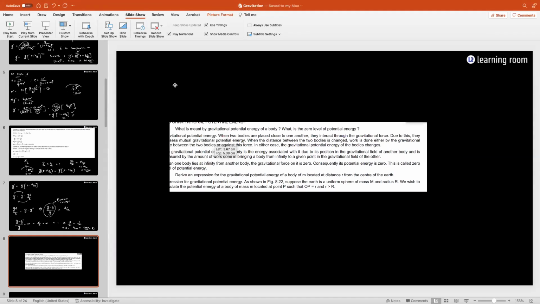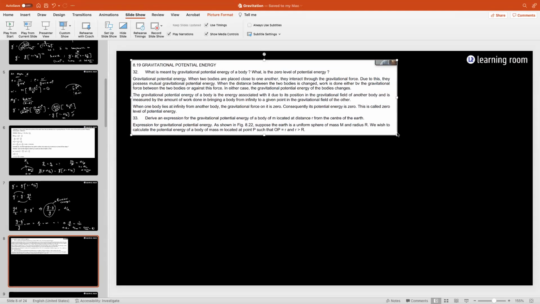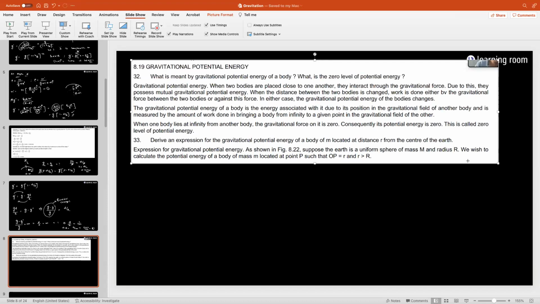So write down the next heading as gravitational potential energy. So the next topic that we are going to see is gravitational potential energy. Okay, let's observe what it is.